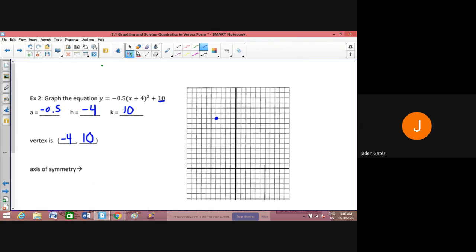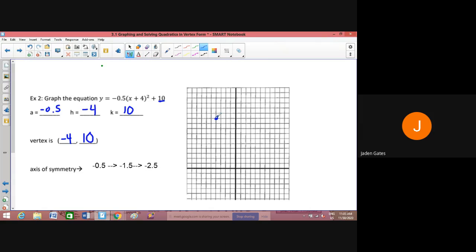All right, but then my steps. I've got to multiply a by 1, 3, and 5. So 1 times negative 0.5 is negative 0.5. Then 3 times negative 0.5 is negative 1.5. And then my next step, 5 times negative 0.5, is negative 2.5. So again, that's multiplying each of my steps, 1, 3, and 5, by that negative 0.5. And that now tells me where my other points are.